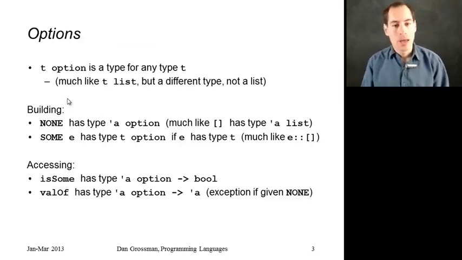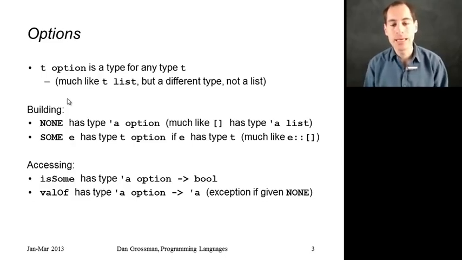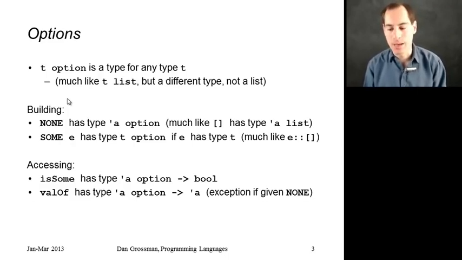So it's pretty easy to understand options, and the way I like to explain them is by analogy with lists. So we're going to have a new kind of way to build a type, the same way we could write t-list for any type t. We can now write t-option for any type t, and these are different types. Options are not lists, lists are not options. It's just an analogy to make it easy to teach. All right? So just like with lists, we had ways to build lists and ways to access the pieces. We have the same thing with options.